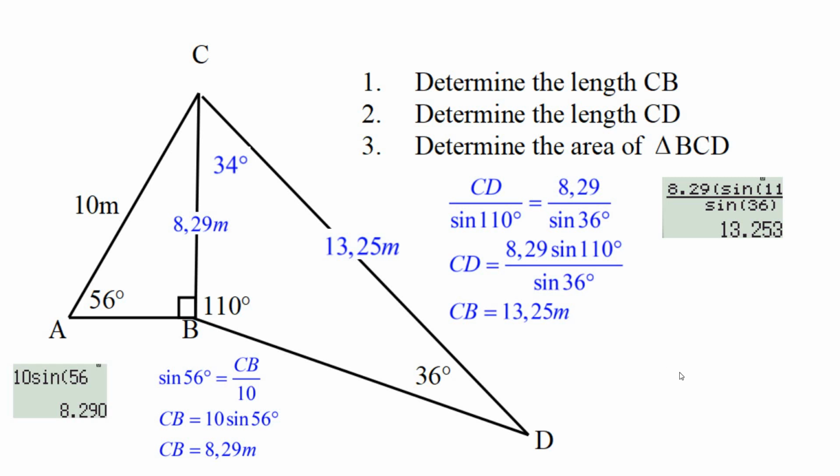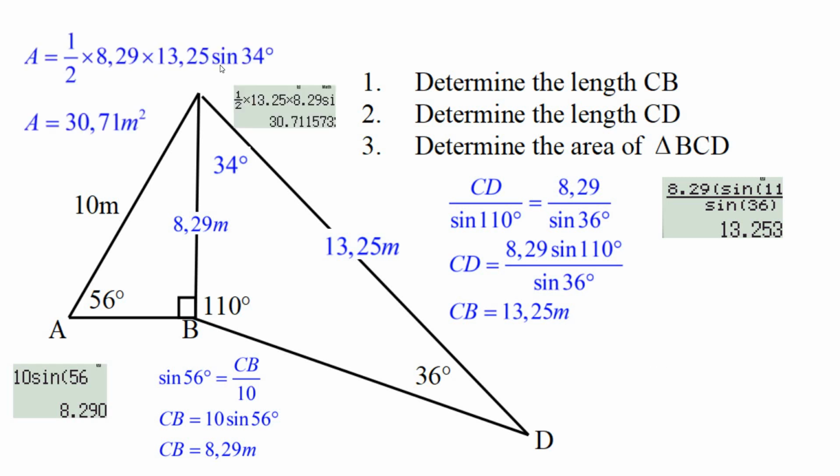Then just use the area rule. You multiply the two sides together times 1/2, and you do the sine of the angle in between. Just put that in your calculator, and we just got how many square meters are inside this big triangle. That's a big triangle, whatever that is. Okay, I hope that helps.